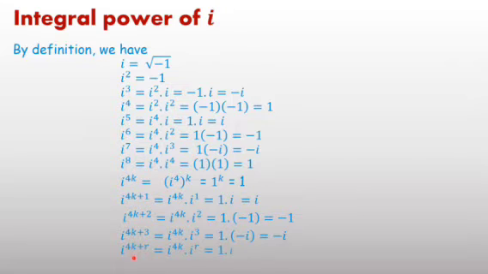It implies that if any number is written in terms of i, or i to any integer power, you can write it in the form of i^(4k) into i^r, and the value of i^(4k) is 1, so 1 into i^r equals i^r, and the values of r are 0, 1, 2 or 3. With the help of this, we can easily find the value.